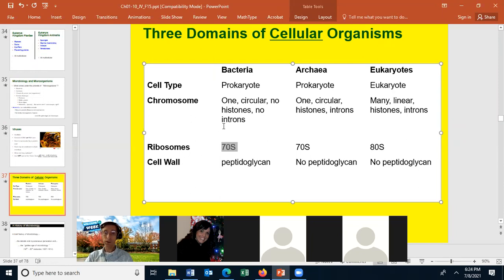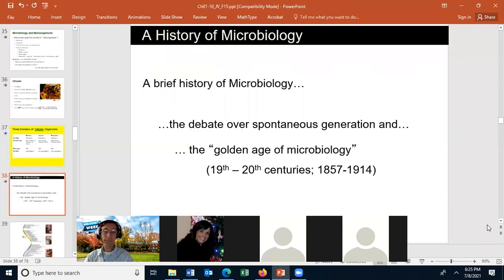And then I already mentioned about the cell wall. The major molecule in the bacteria cell wall is the molecules of peptidoglycan. The archaea and the eukaryotes have no peptidoglycan in their cells. Any question about that? If not, let's move on.